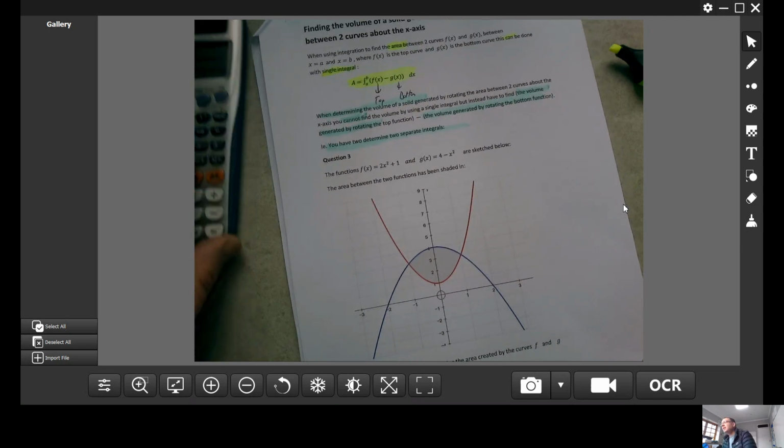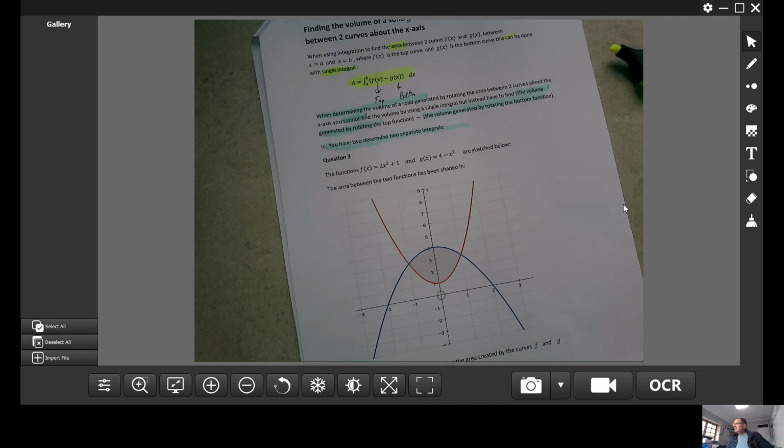You could always find area, as I said. If you did them separately, it's also fine for area. But volume, you've got no choice. You've got to do them separately. You can't do it as one integral.